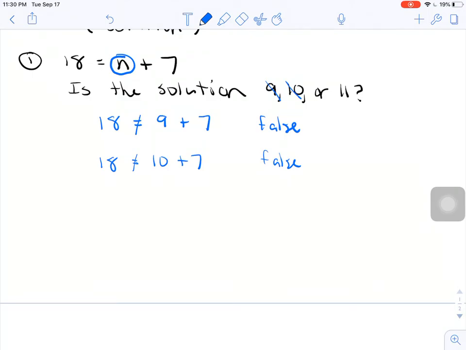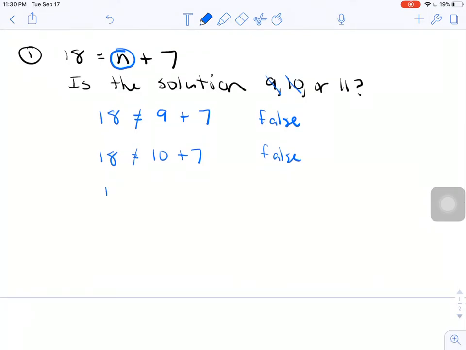So then we would move on and we would try the 11. 18 equals 11 plus 7. 11 plus 7 is 18. That is a true statement. So that means that the solution to this equation is 11.